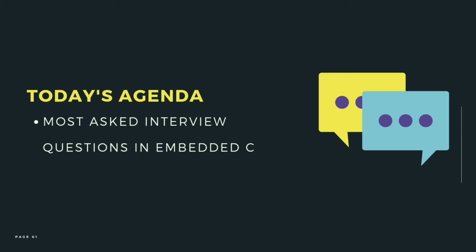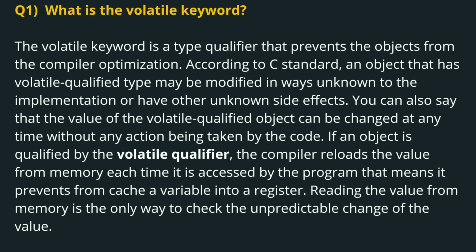Number one question is, what is the volatile keyword? The volatile keyword is a type qualifier that prevents the object from compiler optimization. As you know, the compiler optimizes variables, thus keeping them in cache. We want the compiler to not do that, so we can put a volatile keyword in front of that object or variable so as to prevent compiler optimization.